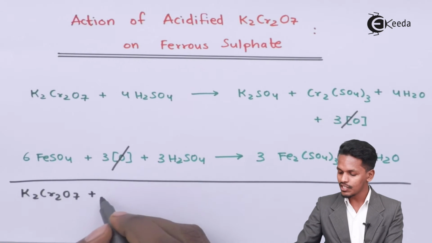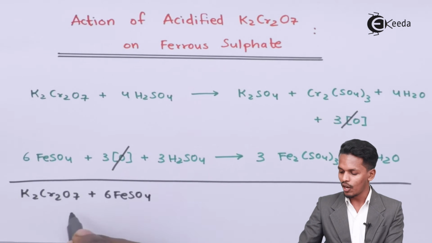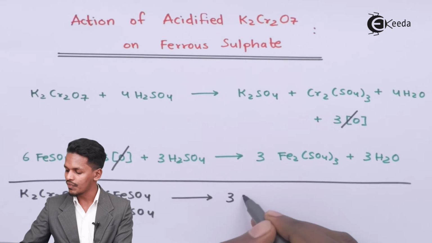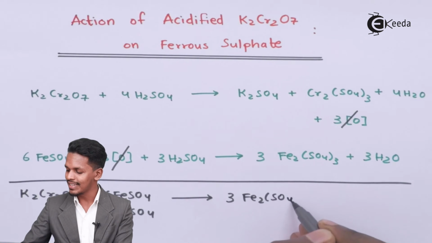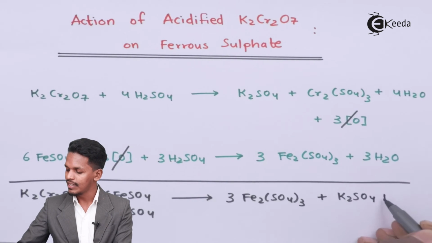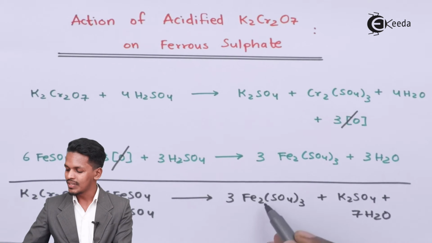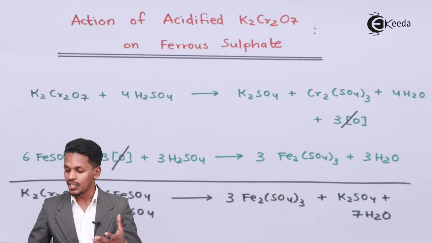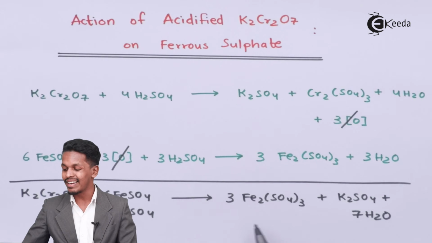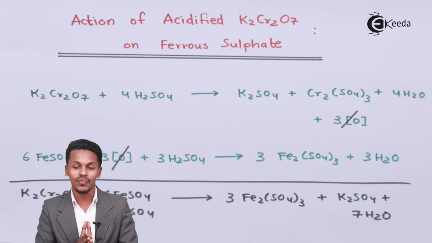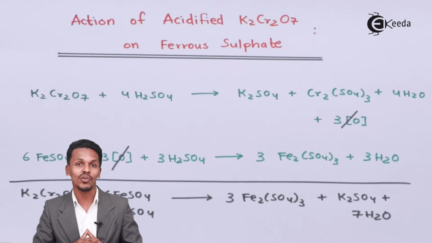So K2Cr2O7, if it reacts with 6 moles of FeSO4 in an acidic medium, that is 7 moles of H2SO4, then the main product we get is 3 moles of Fe2(SO4)3, known as ferric sulfate, along with K2SO4 and 7 moles of H2O. This is the solution we get, and the orange red color solution turns into a green color solution, which shows that the reaction of K2Cr2O7 with FeSO4 has happened. So this is the reaction that I was talking about.